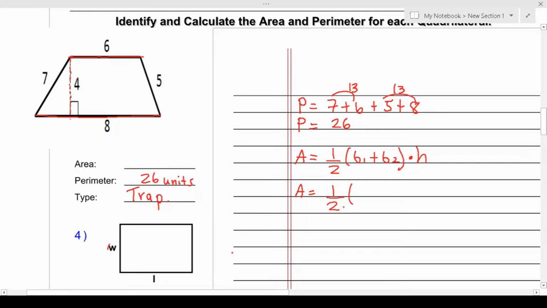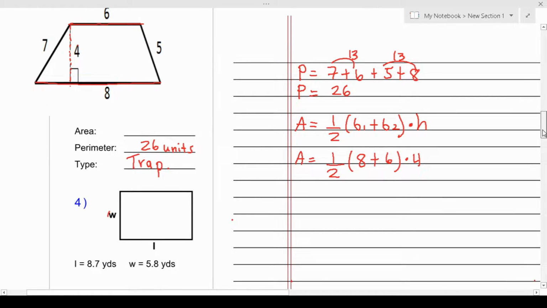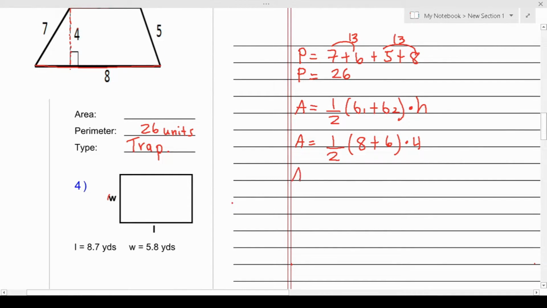So let's just plug those things in and solve accordingly. It's going to be 1/2. Base 1, let's call that 8. Base 2, let's call that 6. And then the height, as I just mentioned, is 4. Okay, so this is 8 plus 6 times 1/2 times 4. Again, according to the order of operations, which is PEMDAS, or please excuse my dear Aunt Sally, we do what's in parentheses first, followed by exponents, followed by multiplication and division from left to right, and finally addition and subtraction from left to right. In this case, we do see that we have something in parentheses, so we're going to have to work that out first. 8 plus 6 is going to be 14.